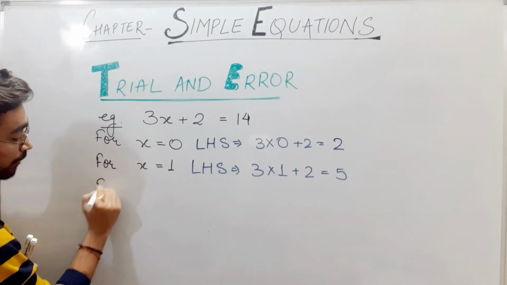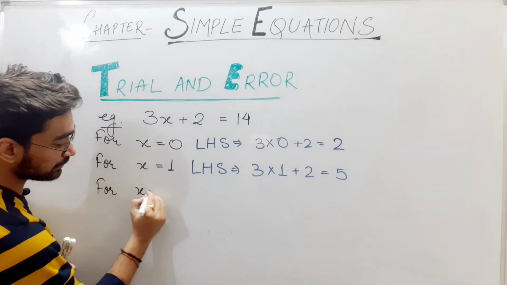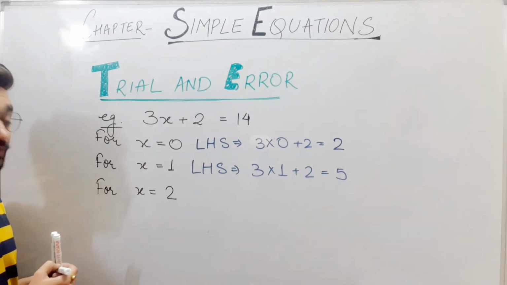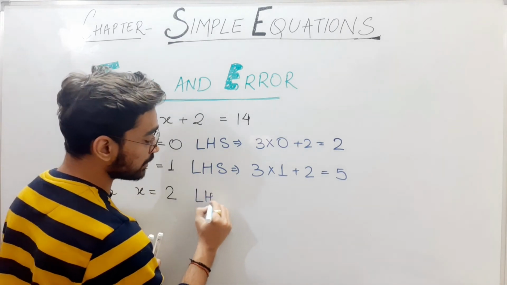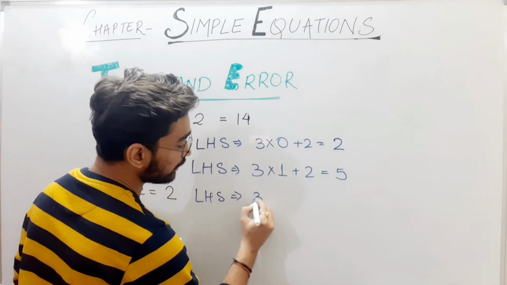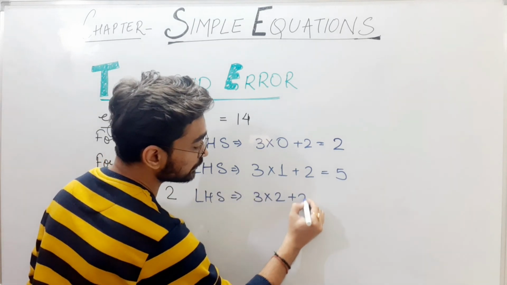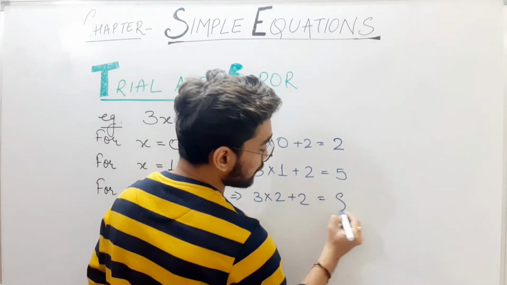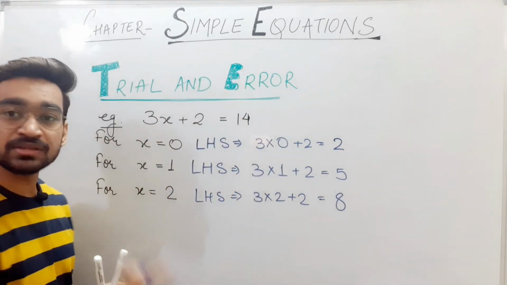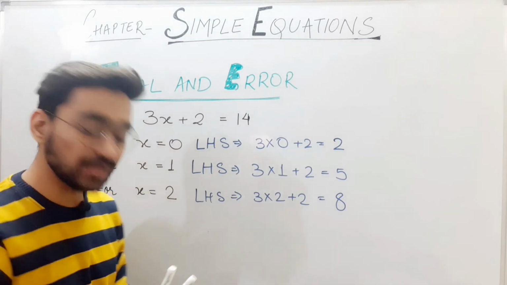That will be for x is equal to 2. Now let's check. LHS will be how much? 3 into 2 plus 2. 3 2s are 6, 6 plus 2, 8. Is LHS equal to RHS? No. That is why we will move on to the next one.